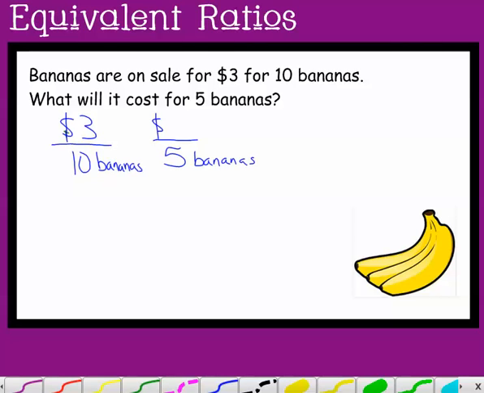All right, so let's take a look at the relationship between 10 to 5. I know that in order to get from 10 to 5, I have to divide by 2. So in order to have an equivalent ratio, I need to divide $3 by 2 also. And that's going to give us $1.50 for the 5 bananas.